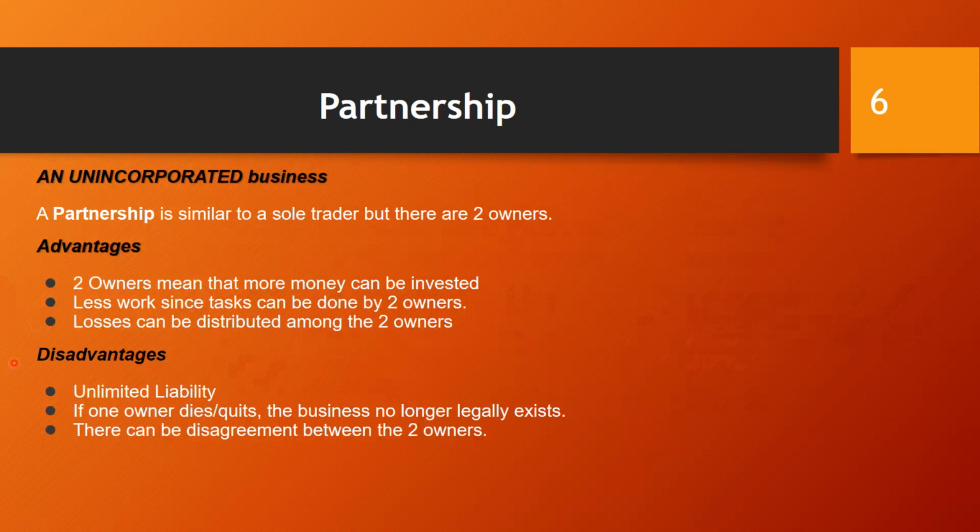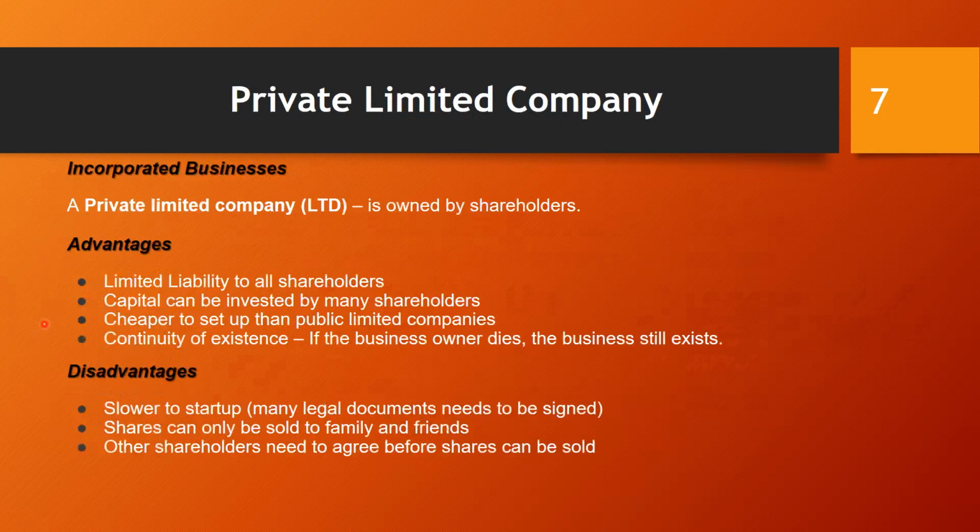All right, then the next form of ownership, let's talk about companies. Companies come in two types. We have what you call the private limited company and the public limited company.